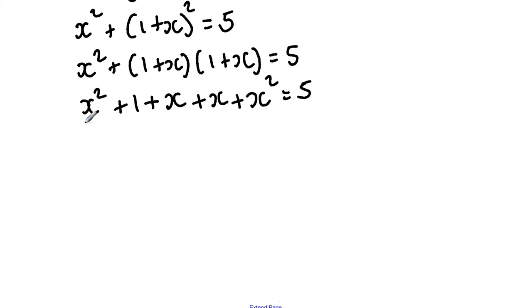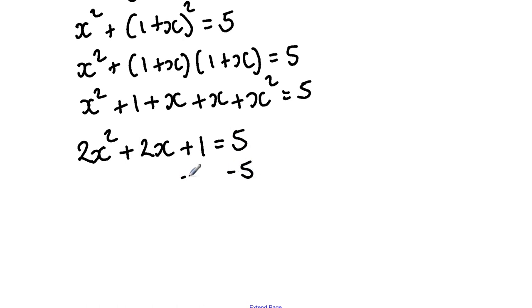Going to simplify it further. So we've got x squared plus x squared, which is 2x squared. We have 2x over here, so 2x. And we have plus 1 equals 5. I'm then going to equate the equation to 0 by subtracting 5 from both sides. So minus 5. Whatever you do to one side, you must do to the other side. So we should have 2x squared plus 2x minus 4 equals 0.